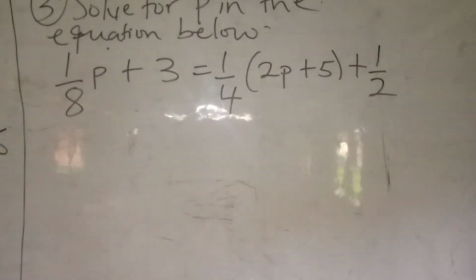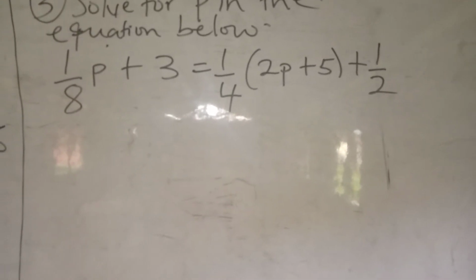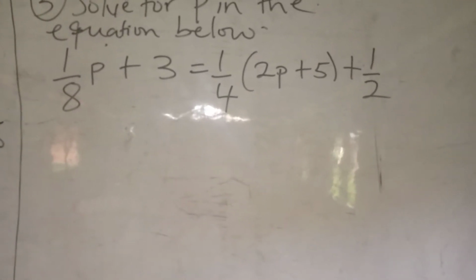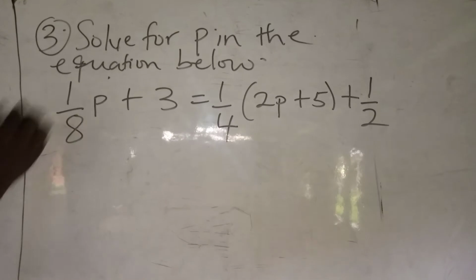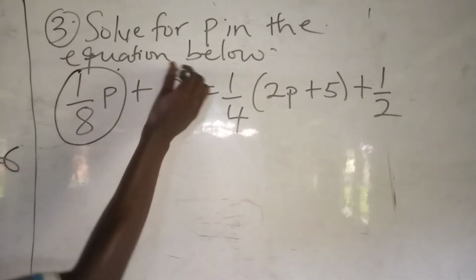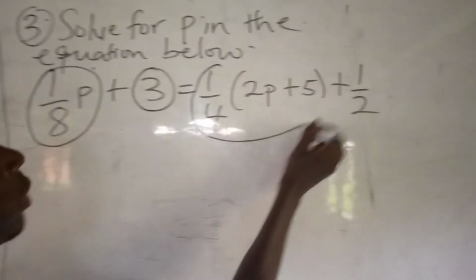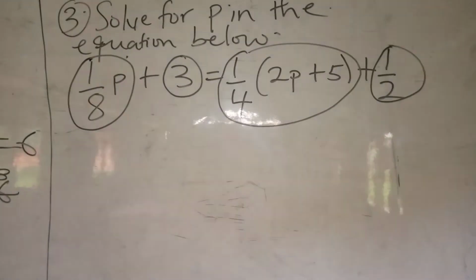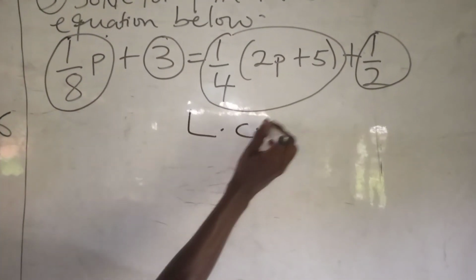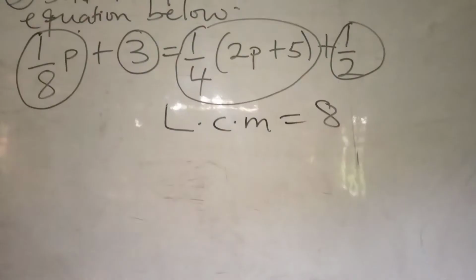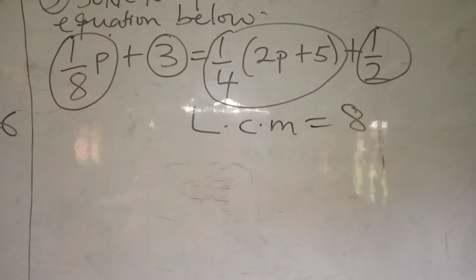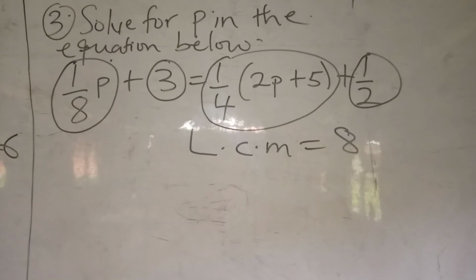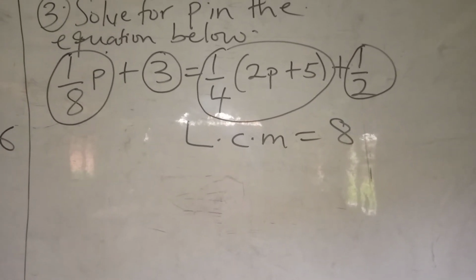Now I've given you 3 fractions, and you ask yourself, how many terms do we have in this question? So we have one term here, one term, and one term. So we have 4 main terms. So our LCM for this question is what? 8. And once we know our LCM, you multiply through by the LCM to eliminate our fraction.